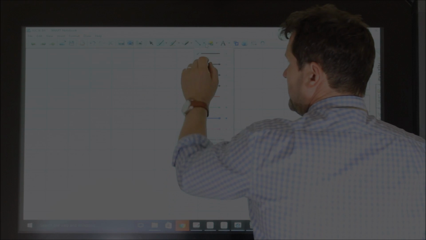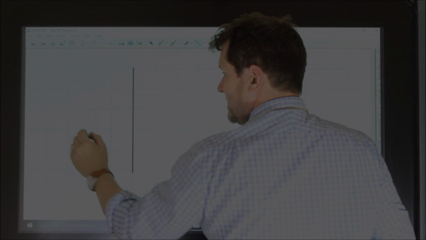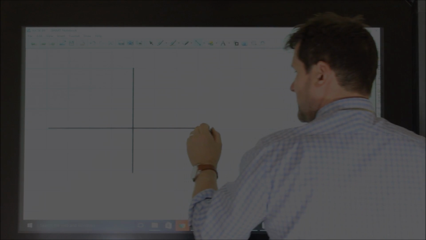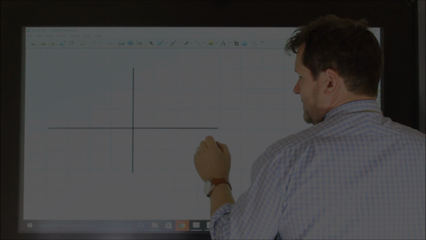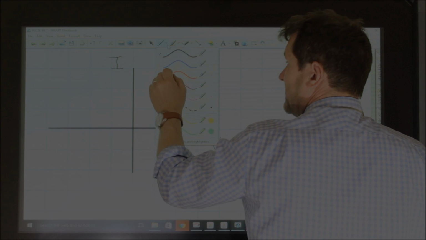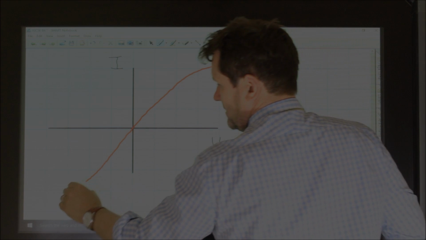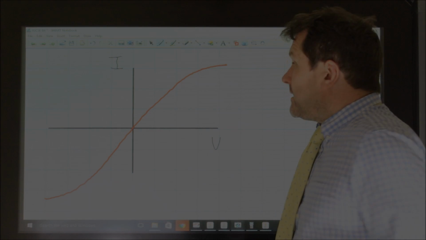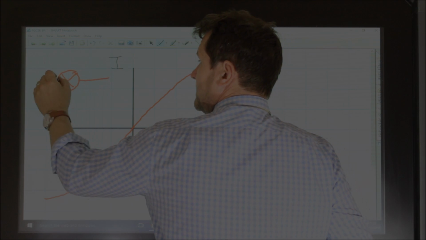So very, very quickly we'll just sketch these graphs. So if we had the voltage and the current for a filament lamp, it looks like this. Alright, this here is a filament lamp. The symbol obviously looks like that.